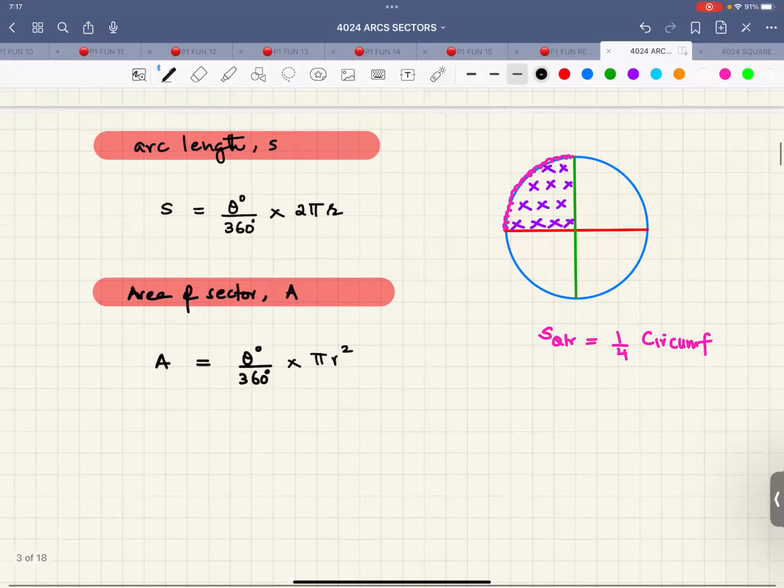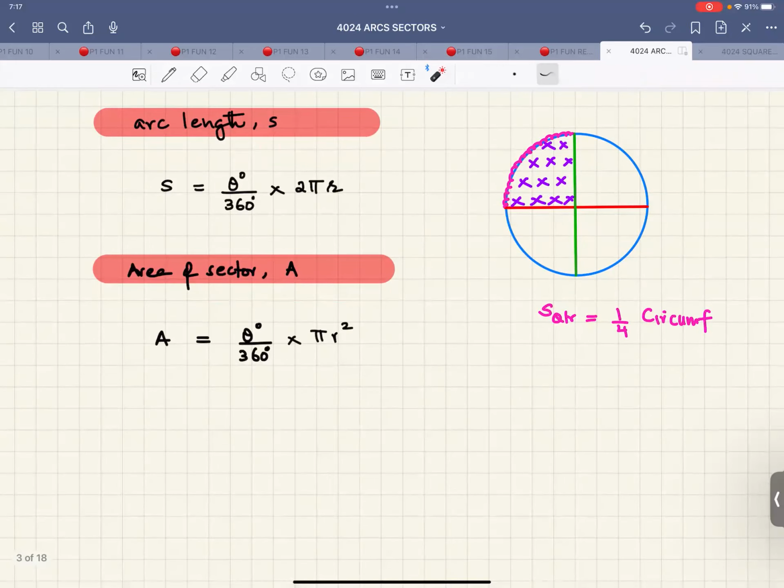It's so simple. The ratio of the angles with respect to 360 degrees multiplying with circumference gives you the arc length, because arc length is part of the circumference. And the ratio of angles with respect to 360 degrees multiplying with area of circle, that will give you area of sector. Now over here, quarter circle, area of quarter circle is 1/4 area of circle.